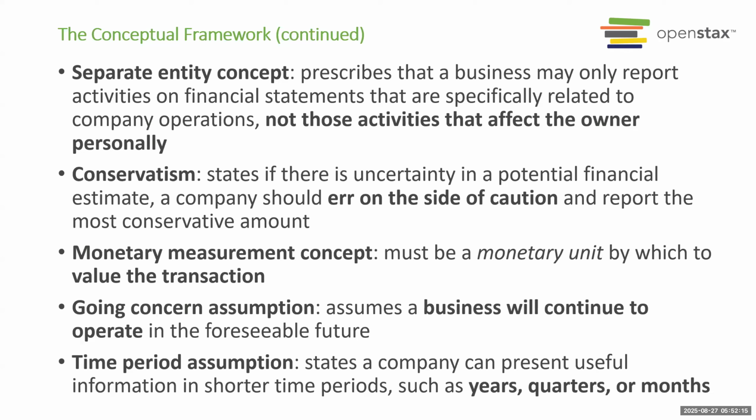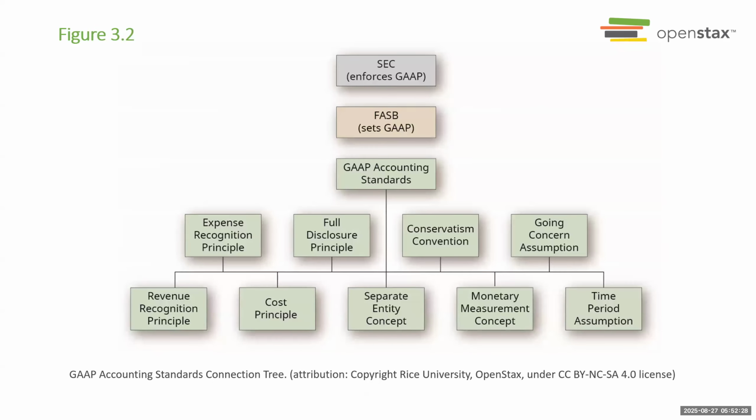We have the time period assumption that states a company can present useful information in shorter time periods. And we talked about this, such as years, quarters, or months. So let's talk about the hierarchy. Ultimately, the SEC enforces GAAP, and they're the highest level. FASB sets GAAP. And then we have the GAAP accounting standards. And we have all the various principles falling underneath it.